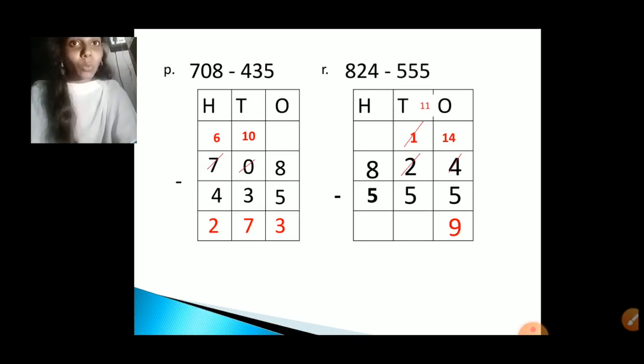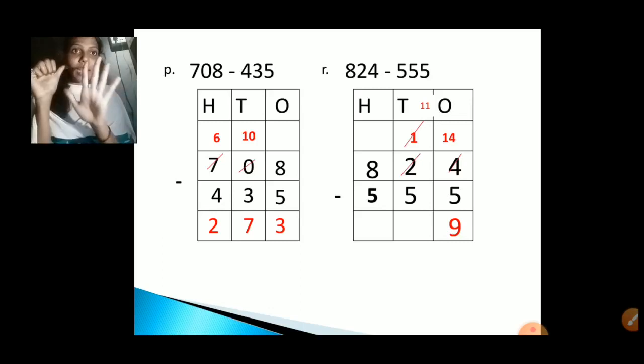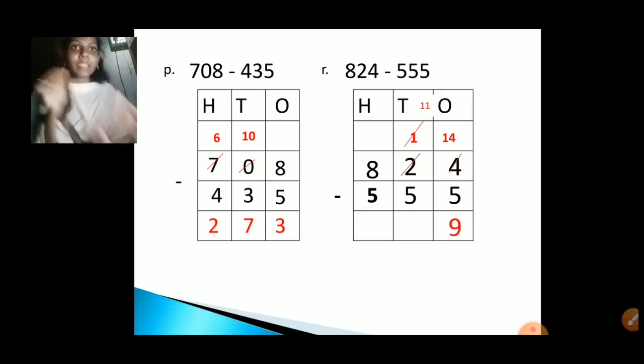Right? And 11 minus 5 equals to how many? Don't know. So what we will do? We will start counting from the after 5, that is 6. 6, 7, 8, 9, 10, 11. Right? So 11 minus 5 equals to how many? 6. 6 we will write under the tens place.